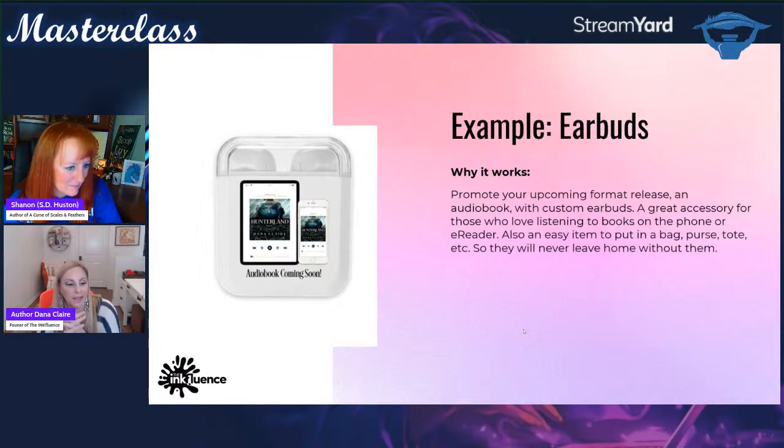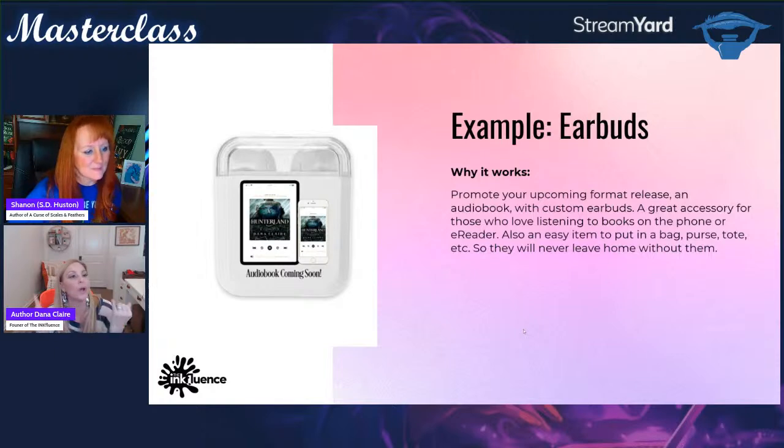So I actually did these. This one is a real one too. I did it for my audiobook of Hunterland, because that was my first audiobook, but I did this for War of the Sea. That's a great one. And the shipping is really inexpensive. So the gift was the audiobook, because that's what we were raising the money for. And then also these earbuds.